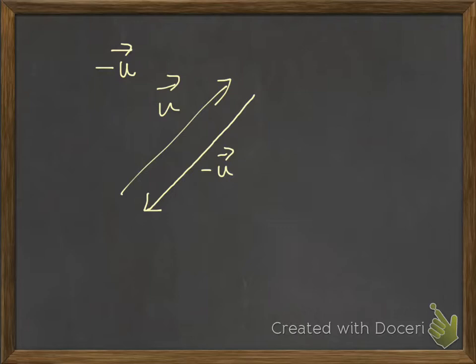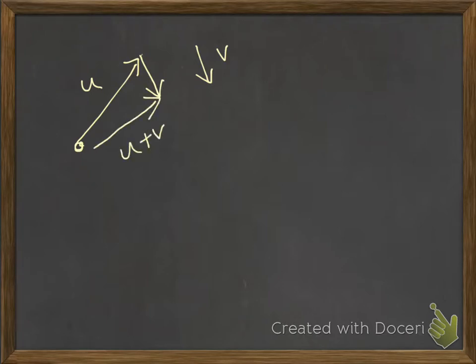So if you remember, if I take the vector u, and let's let this be v, and I want to add them, I take the tail of v, place it at the head of u, going in the same direction, and this resulting vector is u plus v. Well, what if I want to find u minus v? The first thing to note is that's really equal to u plus the opposite of v. So let's construct that picture.